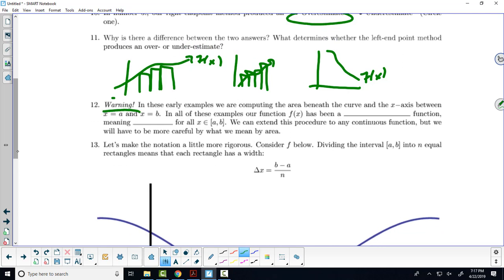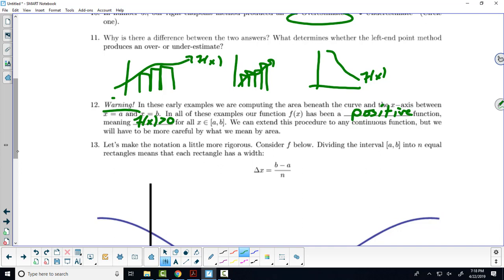Here it is. Warning. This actually goes to Jesse's question. In these early examples, we are computing the area beneath a curve and above the x-axis between A and B. In all of these examples, our function f has been a positive function. That is, f of x is greater than 0 for all x in the interval. This avoids having to answer the question, what do we do when f is negative and we compute a negative area?